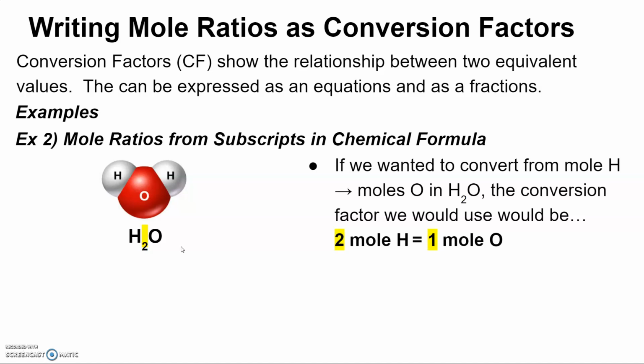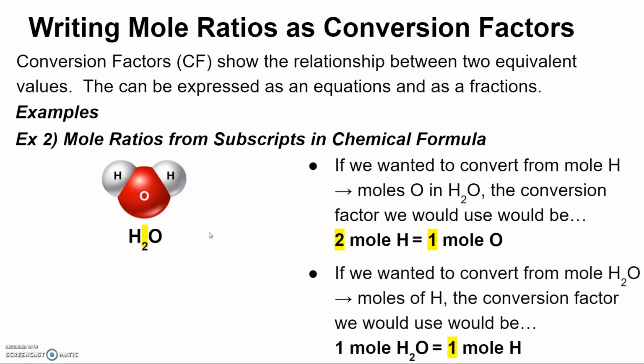So let's say we wanted to convert from moles of hydrogen to moles of oxygen. The conversion factor in this case would be 2 moles of H is equal to 1 mole of oxygen. And again, we just get that strictly from the subscripts because it's a 2 to 1 ratio. For every 2 hydrogen atoms, you have 1 oxygen atom. And we get that information from the subscript. Remember, there's no 1 written there, so that's an invisible 1.